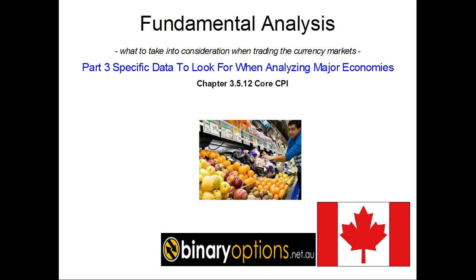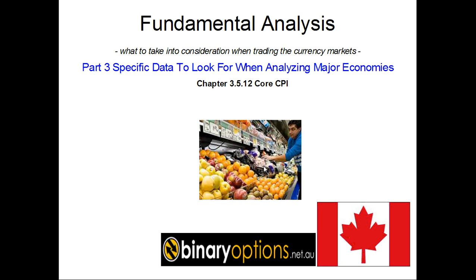Moving on with our project, under the third part, specific data to look for when analyzing major economies, and it is time for the core CPI in Canada. Now CPI stands for the Consumer Price Index, and it is being called a core CPI because the volatile elements of the CPI are disregarded in order for the value not to be distorted.